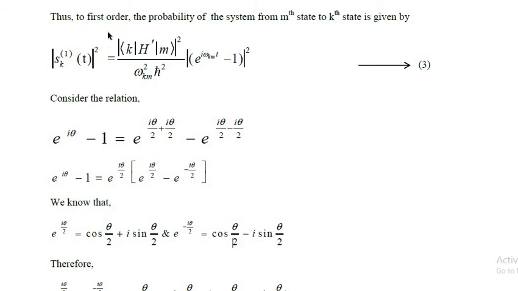Thus, to first order, the probability of the system from mth state to kth state is given by, so the above equation we have written in terms of modulus square to find out the probability. So |S_k^(1)(t)|^2 is equal to the modulus of matrix square divided by omega_km square h cross square into modulus of e power i omega_km t minus 1 the whole square.